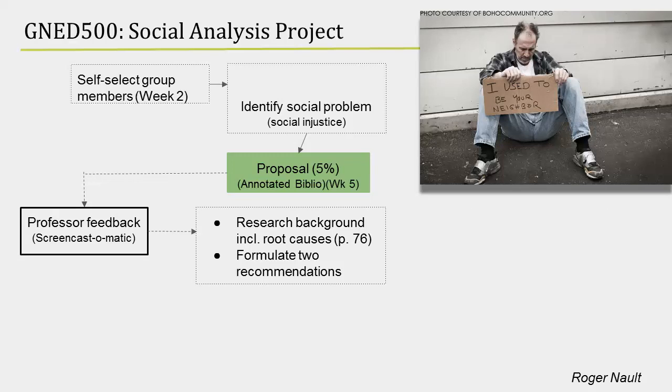I'll just step back for a moment to explain something. When you're writing this report, you're utilizing the framework for analysis on page 76 of our textbook. We'll talk about this in great detail in class, but what you're going to be doing is examining how various structures and ideologies conspire to create, justify, and perpetuate your selected social problem. And you're going to put all of that, with 2 recommendations, into that final report.